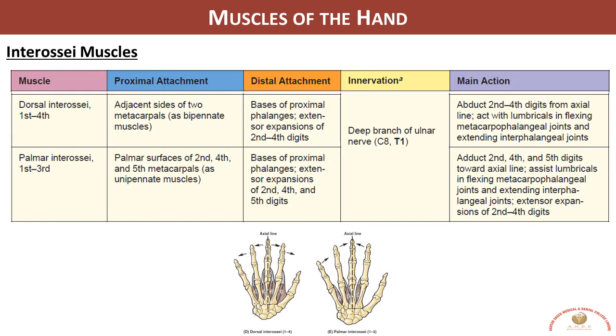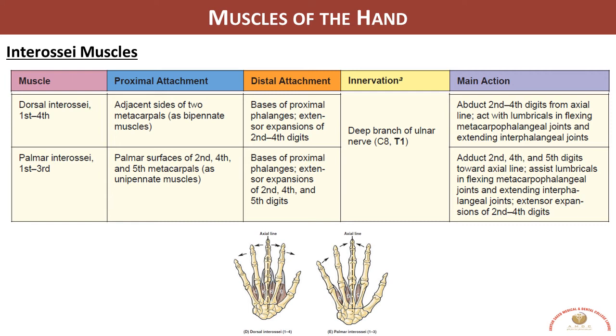Now the last small muscles are the interossei muscles of the hands. The interossei are basically seven in number. The first four are dorsal interossei. The first, second, third are the palmar interossei. So there are two types, dorsal interossei and palmar interossei. Now again, same proximal attachment, distal attachment, innervation and main action.